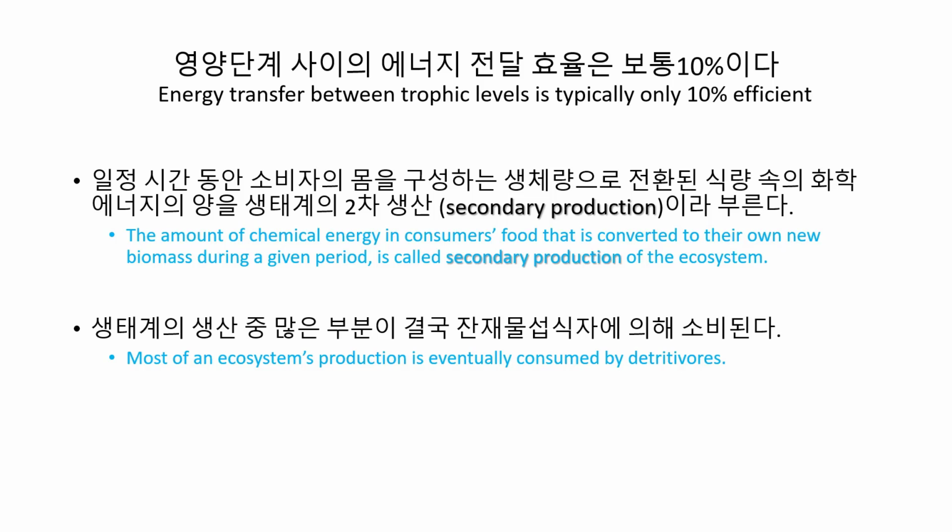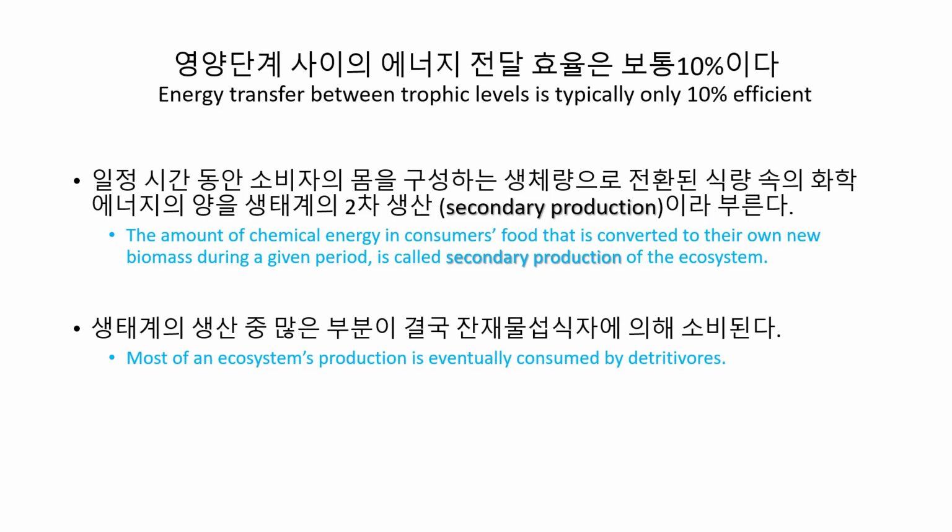So energy transfer between trophic levels is typically only 10% efficient. Now, the amount of chemical energy in consumers' food that is converted to their own new biomass during a given period is called the secondary production of the ecosystem.